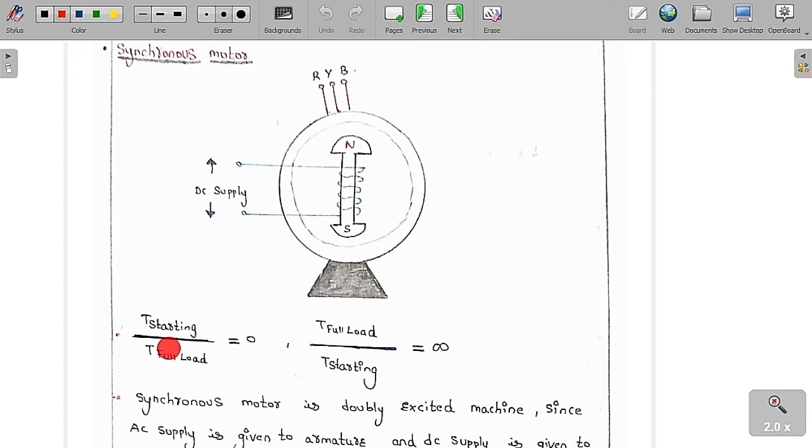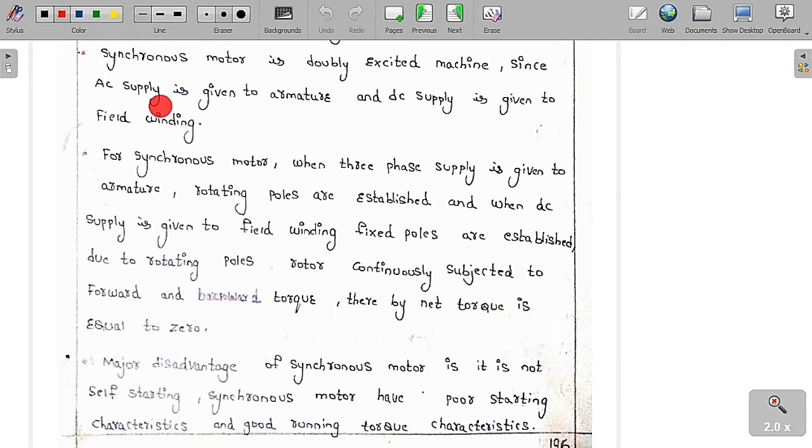But the starting torque by full load torque is always equal to zero, or simply we can say the full load torque by starting torque is always equal to infinity. It means that the starting torque is always zero. So the synchronous motor always has a starting torque equal to zero. This is the main problem of the synchronous motor.